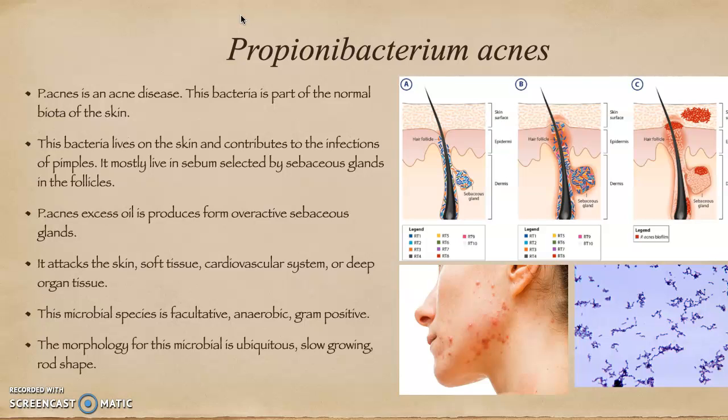So in these three pictures, I liked the first picture because it shows what your skin looks like before it gets infected, and then it shows what happens to the follicle when this disease attacks it. And then the next picture, that's how it looks on your skin. Most teenagers have it, but it's not contagious. And then the last picture, that's just how it looks under the microscope.